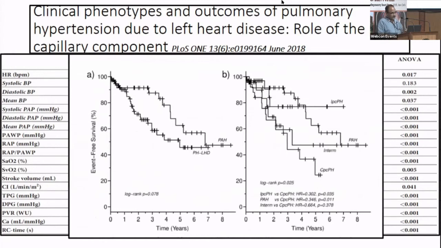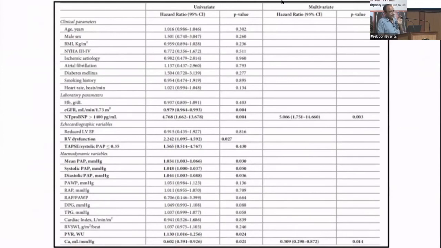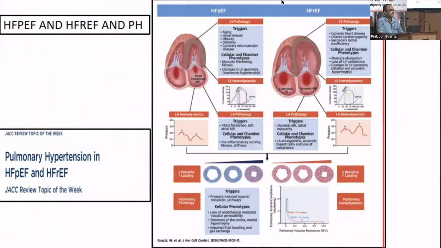The combined pulmonary hypertension actually behaves more like idiopathic pulmonary arterial hypertension. And between the three, there is a progressive increase as you move from isolated post-capillary pulmonary hypertension to the intermediate group to the combined pulmonary hypertension group. But as far as the multivariate analysis is concerned, it found that only NT-proBNP and the pulmonary capacitance are the two factors which are significantly associated.